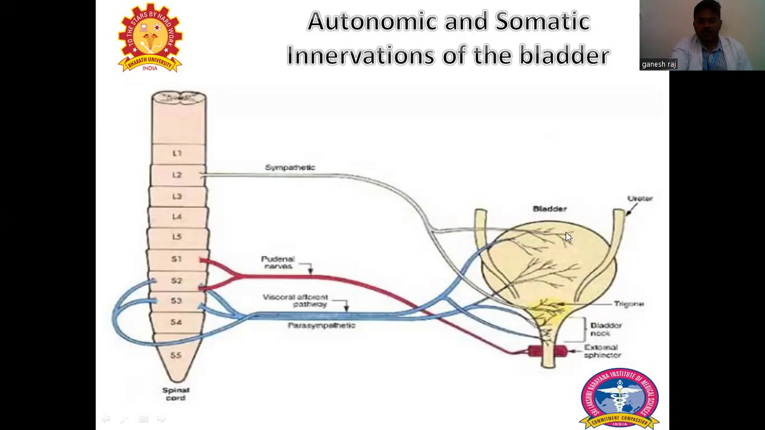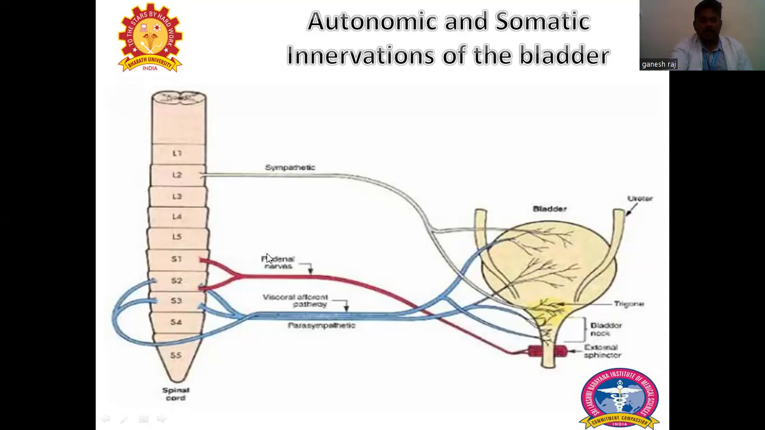Okay, so this is the bladder body. It is made up of detrusor. This is the bladder neck, which is made up of the internal urethral sphincter, and the proximal portion of the urethra that is guarded by your external urethral sphincter. So this detrusor and the internal urethral sphincter, these two are made up of smooth muscle.